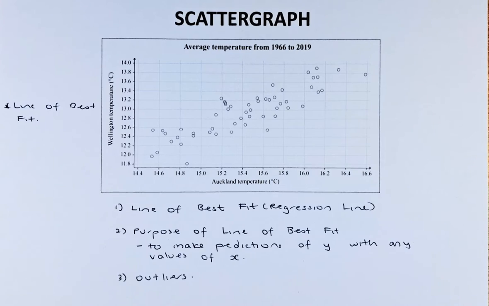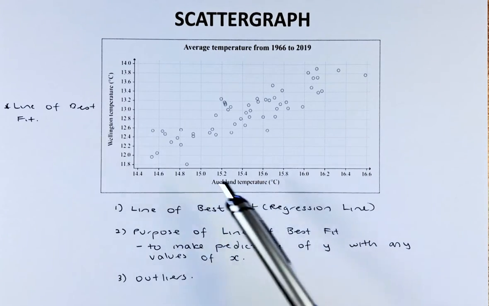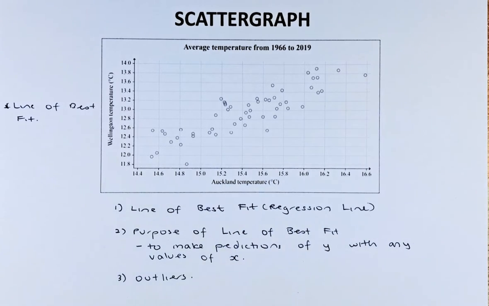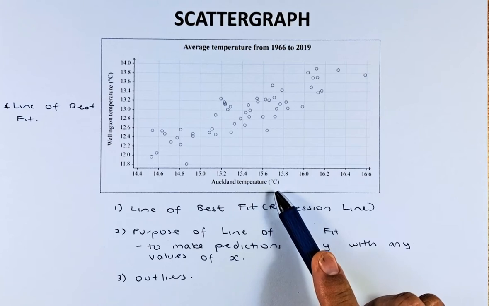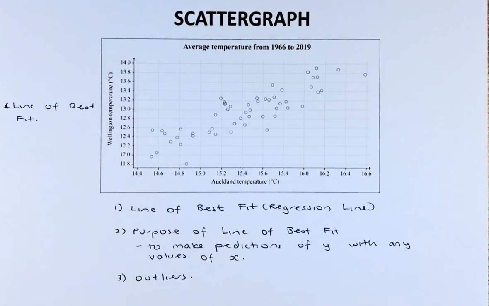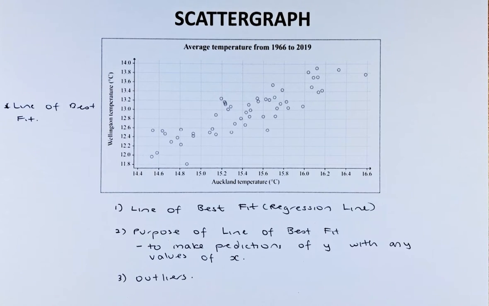So when you do a scatter graph, both the X and Y axis have to be numbers. It cannot be a category like gender, male and female. It has to be both numbers. So Auckland temperature is in degrees centigrade, is a number. Wellington temperature is also in degrees centigrade, so that is possible. The other possibility is maybe you want to compare the math results and the science results. So both of them are numbers, so you can do a scatter graph.